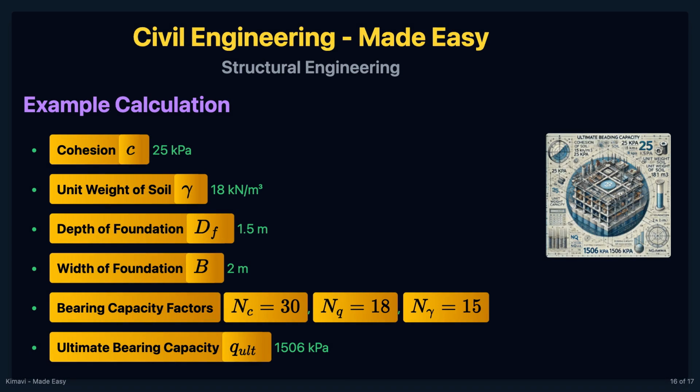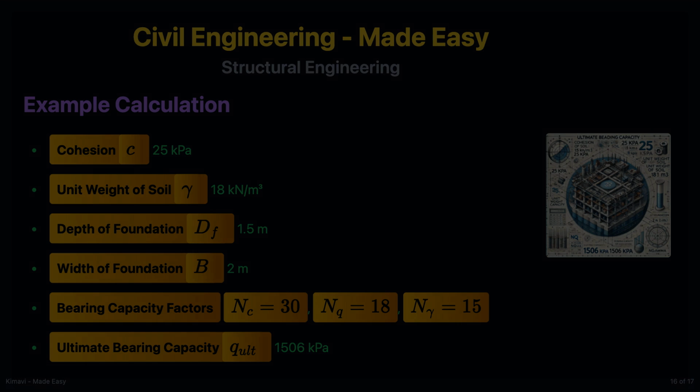Consider a shallow foundation with a cohesion of 25 kilopascals, a unit weight of soil of 18 kilonewtons per cubic meter, a depth of foundation of 1.5 meters, and a width of foundation of 2 meters, with bearing capacity factors N sub C equals 30, N sub Q equals 18, and N sub gamma equals 15. The ultimate bearing capacity is calculated as follows. q sub ult equals 25 times 30 plus 18 times 1.5 times 18 plus 0.5 times 18 times 2 times 15. This results in an ultimate bearing capacity of 506 kilopascals. This calculation ensures that the foundation is designed to support the loads without failure.